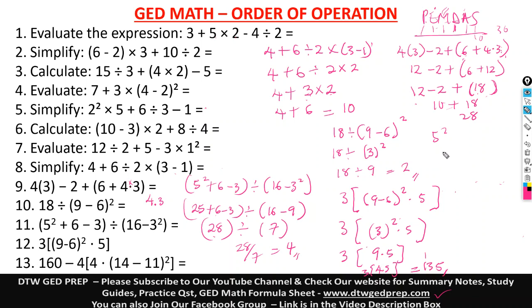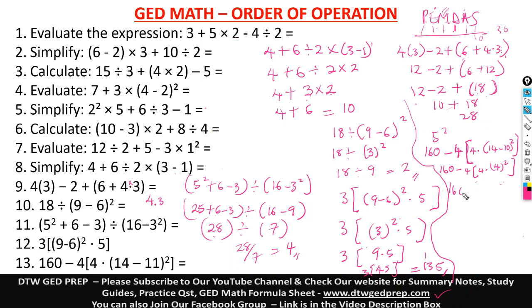Now, here, our final question number 13. Let's manage the space here. So we have 160 minus 4. In parentheses, you can see this 4 is affecting everything in this parenthesis. So that's 4 dot in parentheses 14 minus 11 all squared, close the parentheses. So that's 160 minus 4. Let's resolve this. So this is 4 dots, which is multiplication. 14 minus 10 will give us 4. So that's 4 squared, right?